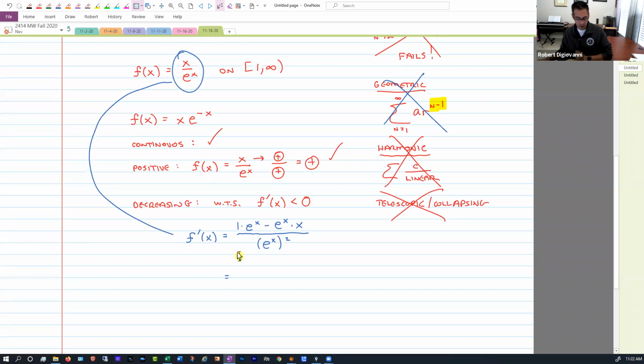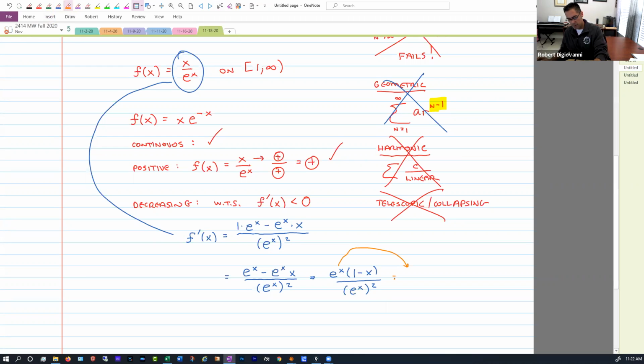Now, let's clean this up. This is just e^x minus e^x times x, all over (e^x) squared. I think I'm going to go one more step. I'm going to factor an e^x out of the top: 1 minus x over (e^x) squared. At this point, I could still simplify. I could cancel one of these e^x's, but let's just think about this.